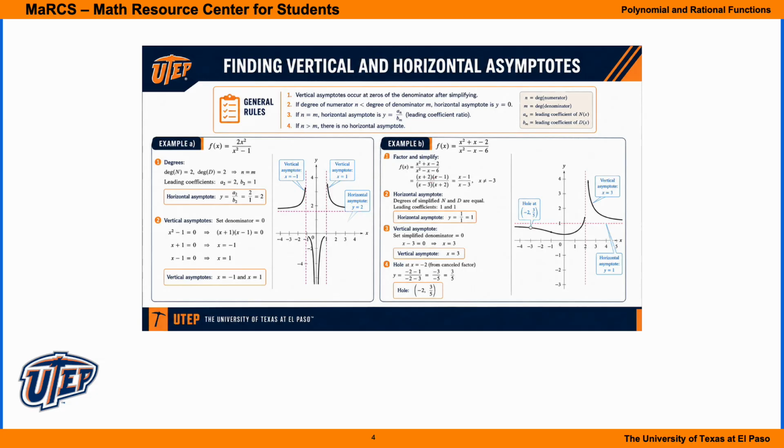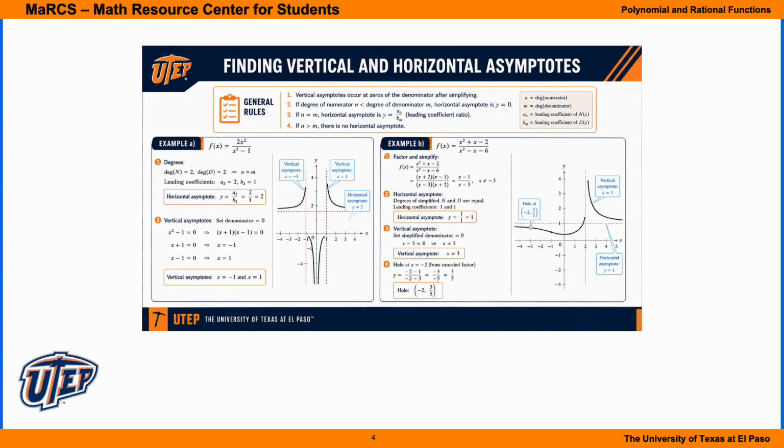Now, for example B, we're given f of x is equal to x squared plus x minus 2 divided by x squared minus x minus 6. Both polynomials in the numerator and the denominator can be factored. For the top quadratic, we'll have x plus 2 times x minus 1, and for the bottom one, we'll have x minus 3 times x plus 2. Since we have an x plus 2 in both the numerator and the denominator, we can cancel out those terms. So the simplified function will be x minus 1 divided by x minus 3, and this will hold for x not equal to positive 3.